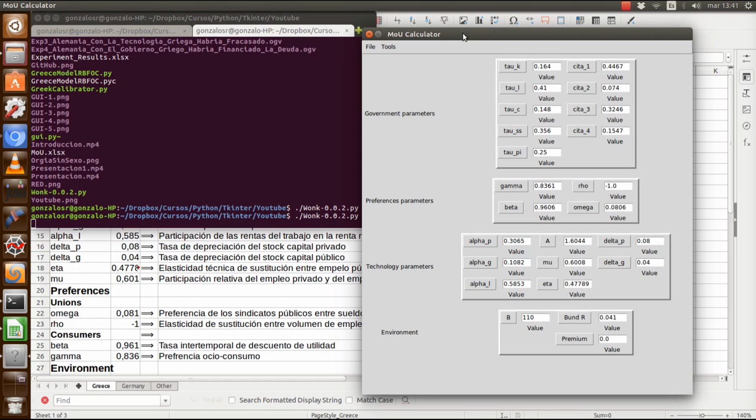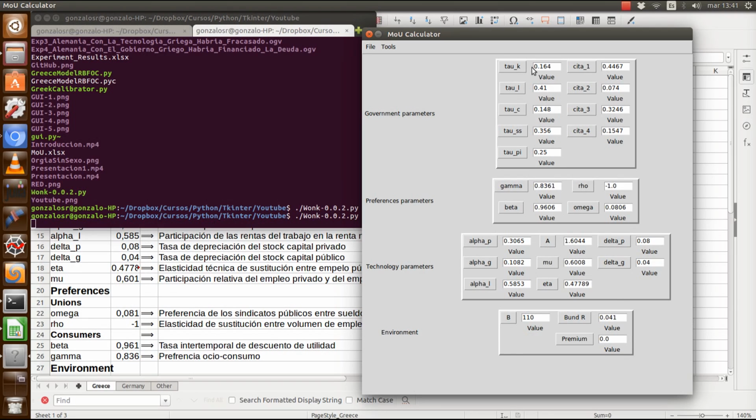One of the things that has been told to all of us is that what Greece needed was the German tax code. Well, with this application, we're going to show you that this is not exactly correct. So what we have done is parameterize the Greek economy, dividing it into four different panels: the parameters for the government, the preference parameters of the Greek consumer, the technological parameters for Greece, as well as the environment for Greece.